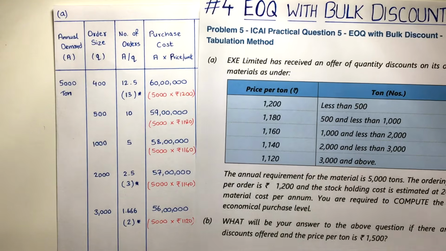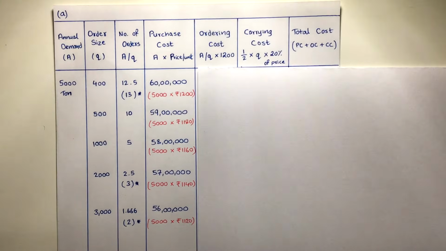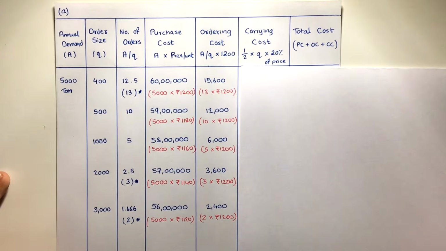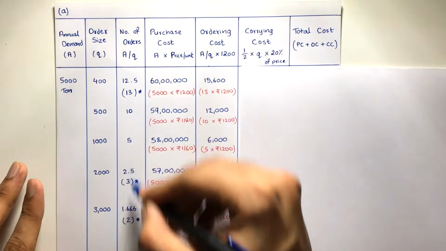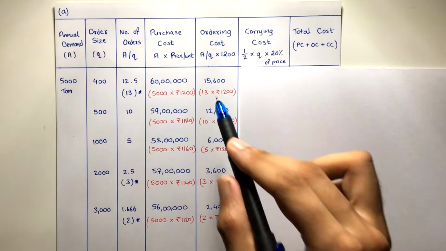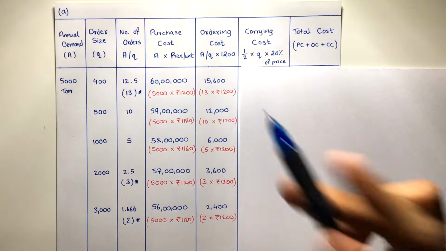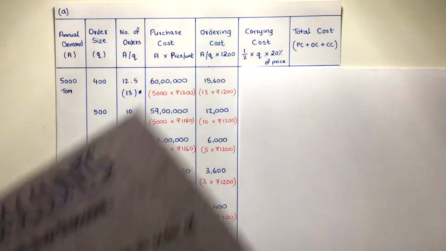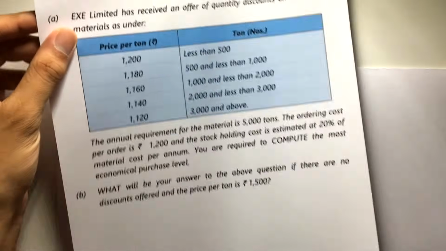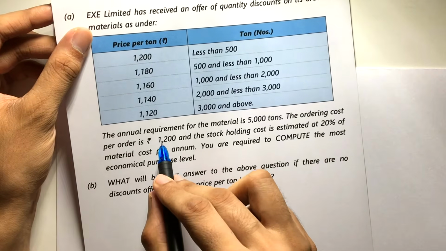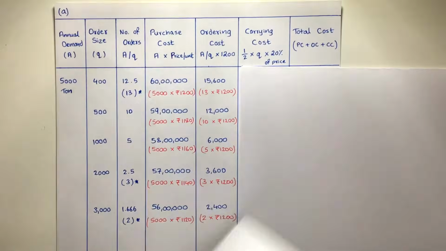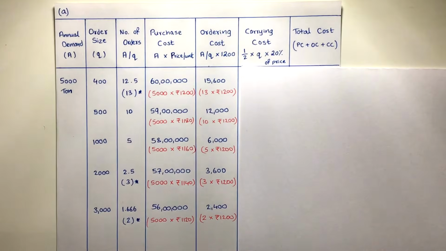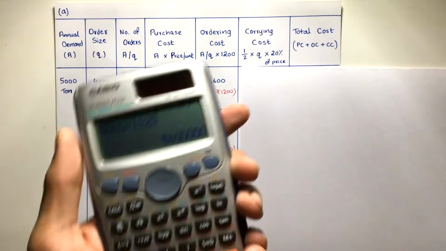After this, we have to calculate the ordering cost. Ordering cost is really simple to calculate. You all know what you have to do. Just take the number of orders into what? Ordering cost per order. Ordering cost per order is given in the question as how much? It is given in the question as 1200. 1200 rupees per order. So just multiply 13 into 1200, that's equal to 15,600.